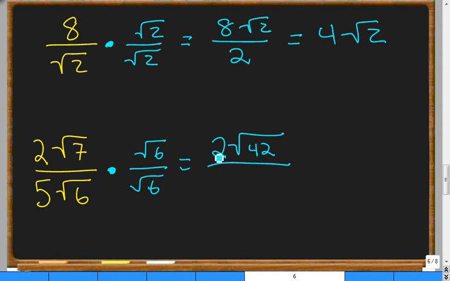And then our denominator is going to be 5 times square root of 6 squared, or 36, which we know that to be 6. So the denominator becomes 30. We can then reduce that. 2 over 30 makes 1 over 15. So we have the square root of 42 over 15.